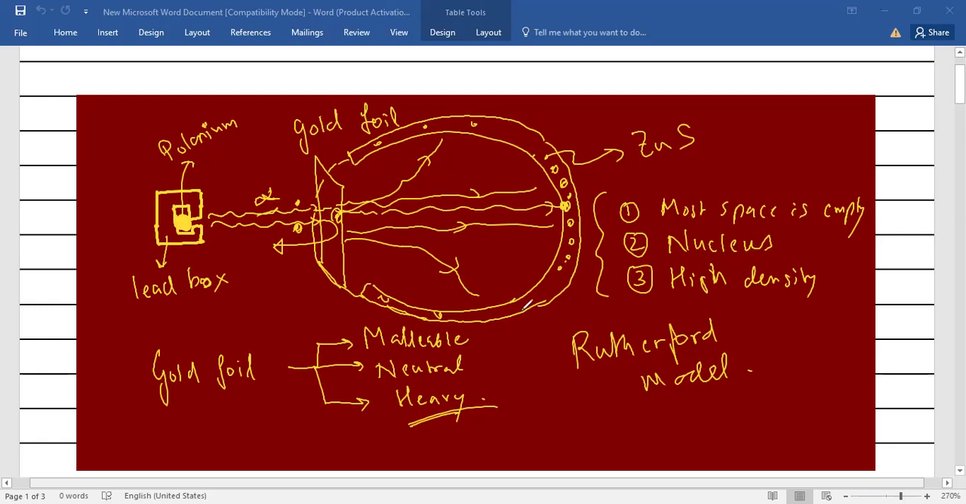Okay. So we can easily say what the Rutherford model is. In the Rutherford model, it was said that the atom is spherical in shape, and in between we have a small space which is called the nucleus, where all the positive charge is concentrated, and outside the nucleus we have electrons which revolve around in circular orbits. This was the basic proposal of the Rutherford model.